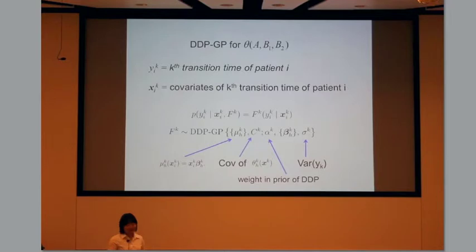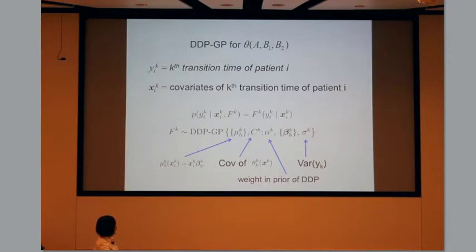So to summarize our model, we propose a DDP-GP model for the survival time data. Our observed data is Y_ik, where k is the index of each condition time and i is the patient. So Y_ik is the k-th condition time of patient i, and X is the covariates of each patient. And we assume the log of the survival time follows the distribution F, and we impose a prior on F. So F is a DDP-GP prior.